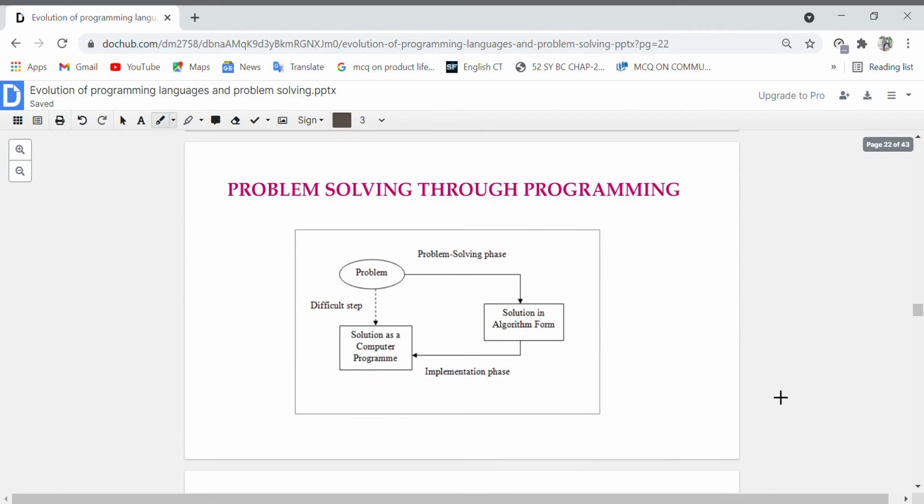Then when a problem strikes, before thinking is the analyzing phase or problem solving phase. It means when you think, you start to solve the problem in your mind itself. Then this leads to the formation of a solution in algorithmic form. Algorithmic form means a summary kind of thing. Then it leads to the implementation phase. That is, you start writing on a piece of paper, and that is just like the computer programs we see in the computer, which act as a solution to the problem.